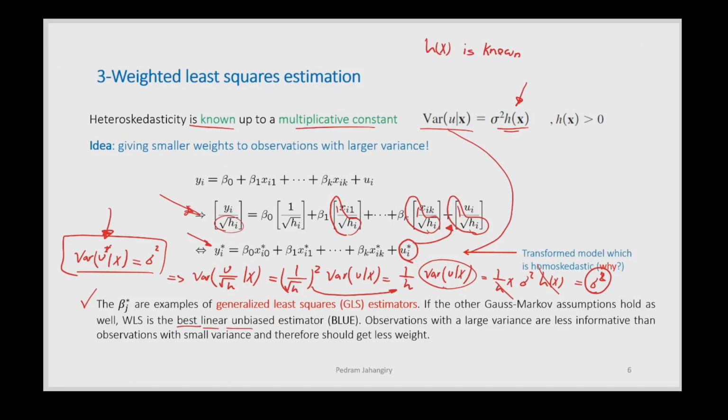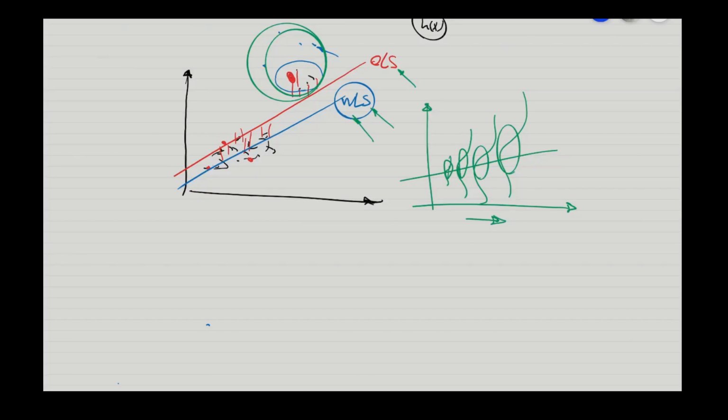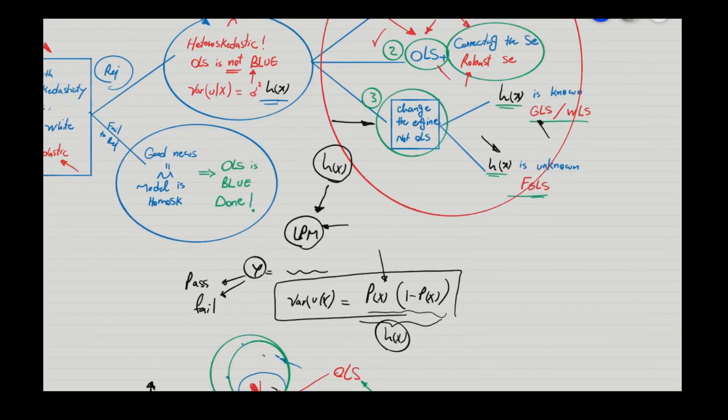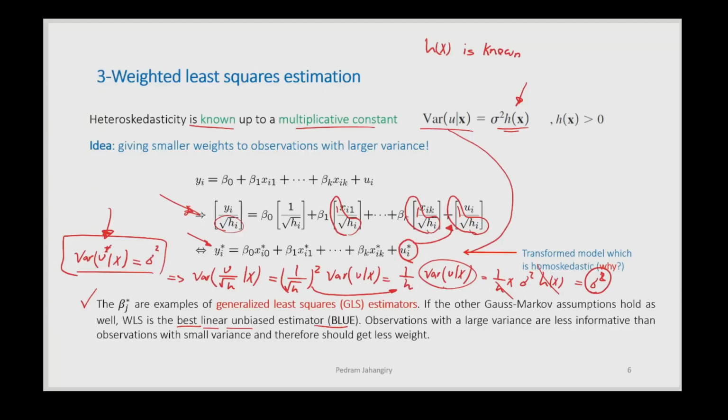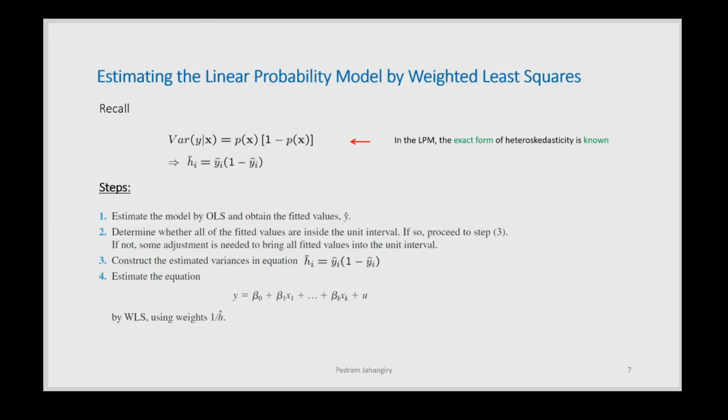Now, going back to the whiteboard, do you remember that? We say if we have heteroskedasticity, OLS is not going to be best anymore. We know that weighted least squares, or GLS, is going to be best. Best means that it has the smallest variance. All right, so that was the third approach, right? Let's look at an example for the third approach.